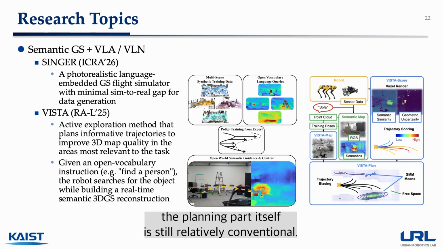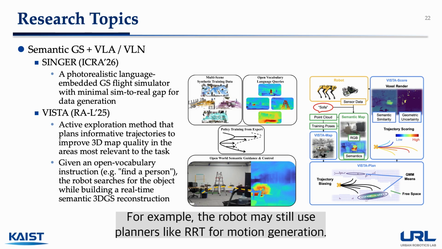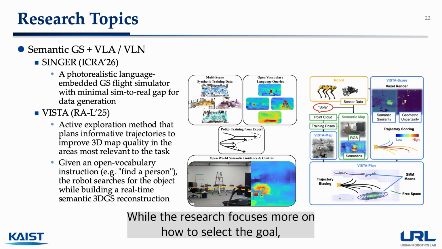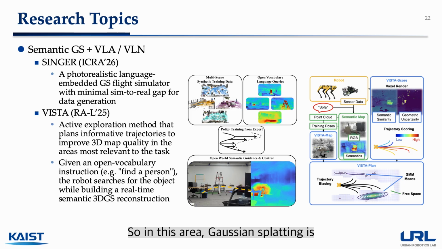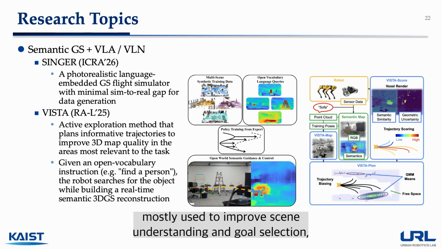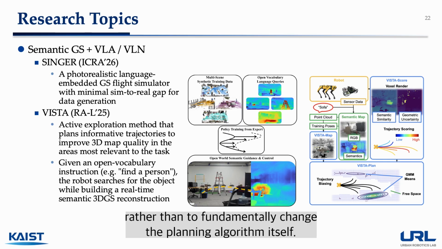But what I find interesting is that in many of these works, the planning part itself is still relatively conventional. For example, the robot may still use planners like RRT for motion generation, while the research focus is more on how to select the goal, identify the target object, or ground language instruction in a 3D scene. So in this area, Gaussian splatting is mostly used to improve scene understanding and goal selection, rather than to fundamentally change the planning algorithm itself.